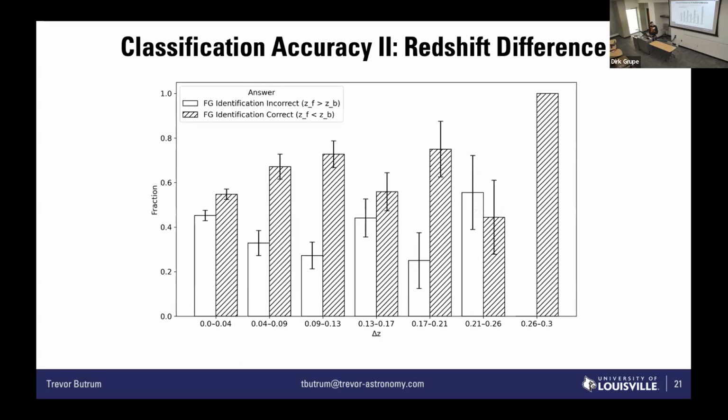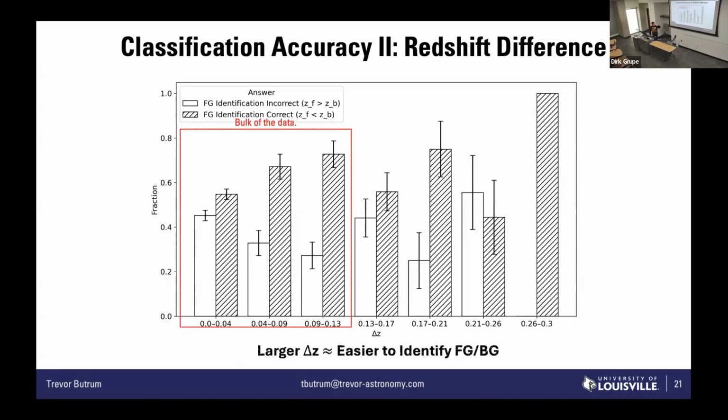And then the second part I did for redshift difference, so how separated are these galaxies? So if they're closer together, is it harder to tell? Or if they're farther apart, is it easier to tell? So the bulk of my data is actually in this region. So everything here is pretty well constrained. Everything past this point has a low sample size, so I wouldn't trust the right side too much. But in the bulk of the data, we can see that as the delta Z gets larger, it becomes easier to identify which galaxy is in the foreground and which galaxy is not.